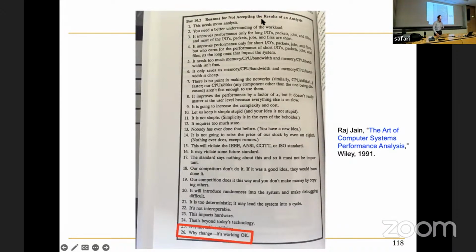This is also, I think, an example of closed-mindedness sometimes, in my opinion. But sometimes this is legitimate also, right? Sometimes the analysis is not enough. But the key is knowing when it is really legitimate and when it's not legitimate. I like this number 23. This impacts hardware. From a software person's perspective, that's a good reason. This impacts hardware. Let's not do it. Clearly, that has changed a lot over time.